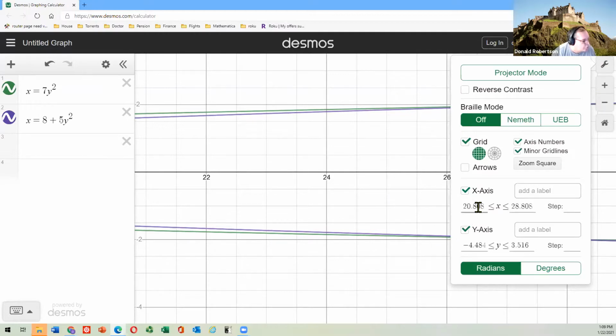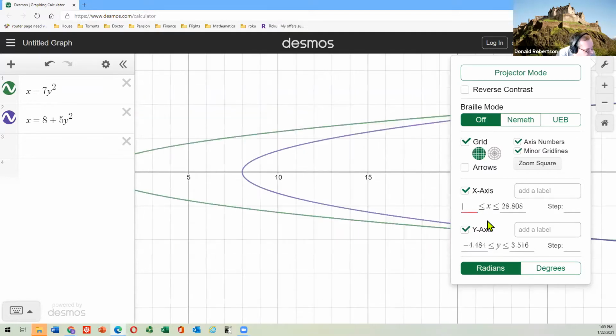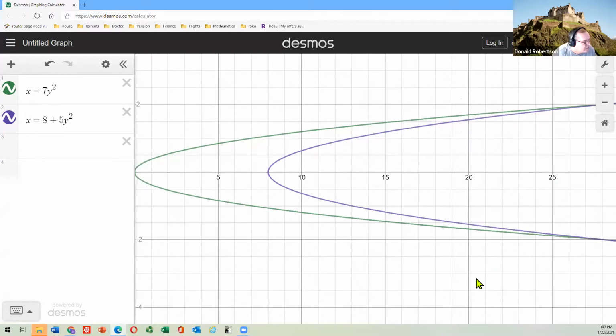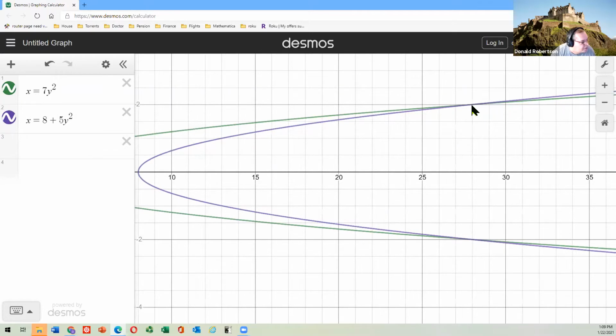Oh, that one switched on me, the little darlings. There we go. Now, I would like to know where the intersection of these two curves is. If I click on this one, you can see the coordinates of it. And if I shift it along a little bit and click on this one, you can see the coordinates of it. So it looks like they intersect at 28, 2.